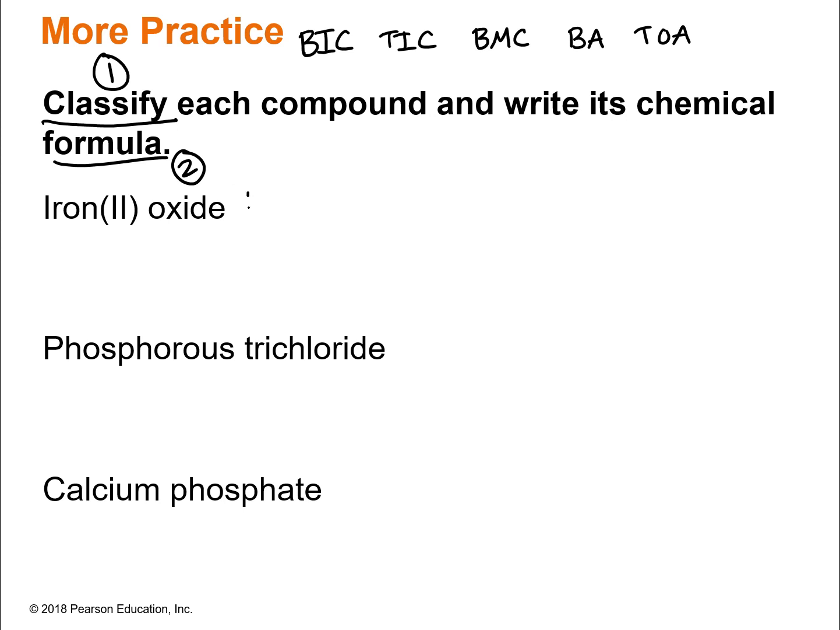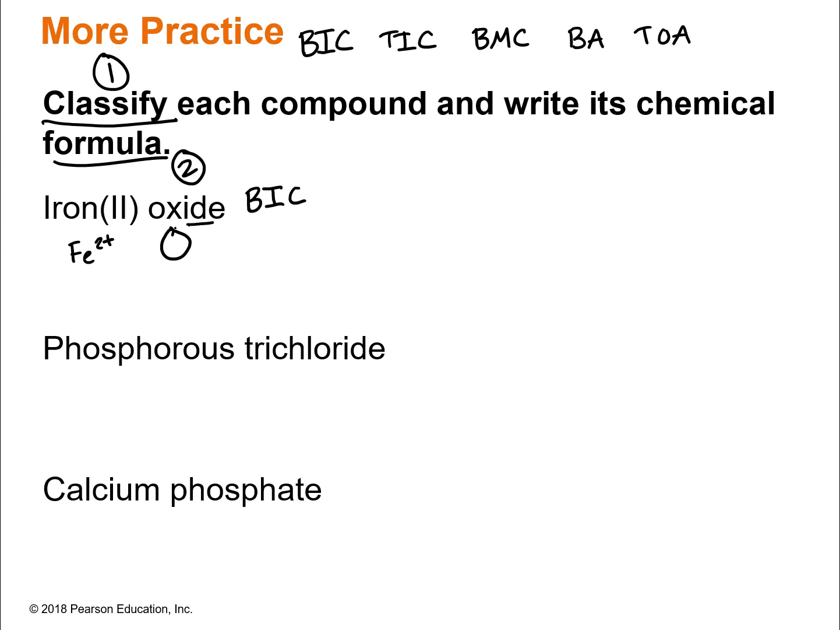I agree. This one is a binary ionic compound. It's got a metal, and you see the IDE at the end. So you've got one metal, one nonmetal. Now we have to write the formula. Iron 2, well, that tells us exactly what it is. It's Fe2+. Oxide comes from oxygen. Its symbol is O. We've gone over figuring out the charge several times, so hopefully we're okay with that.